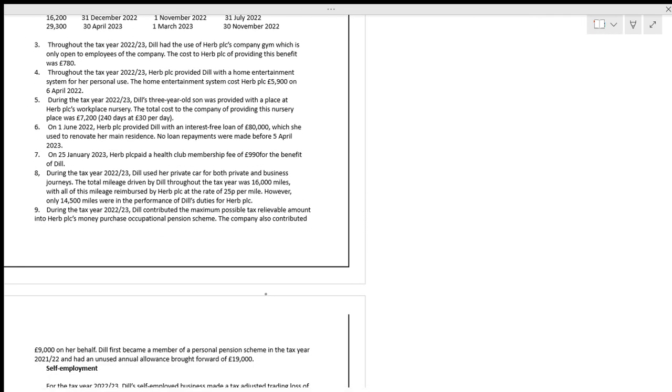During the tax year, Dill's maximum possible tax relievable amount. Money purchase. The company also contributed on Dill's behalf. And Dill first became a member of a personal pension scheme for the tax year, with an unused allowance of 19,000.